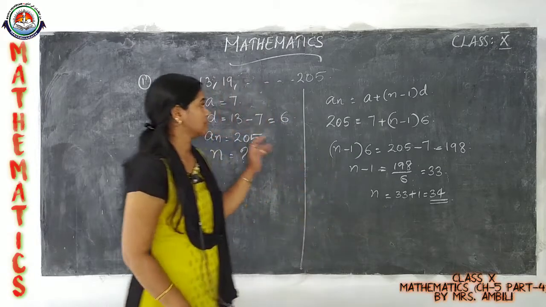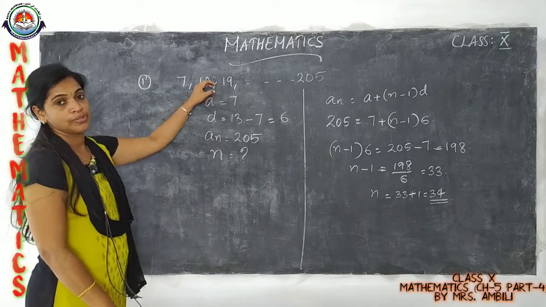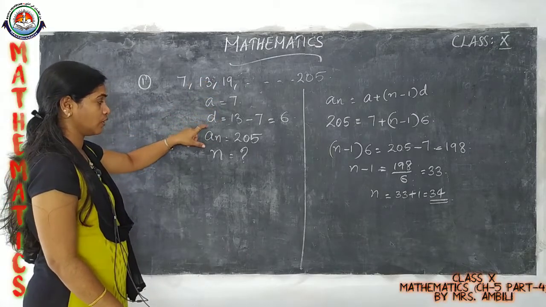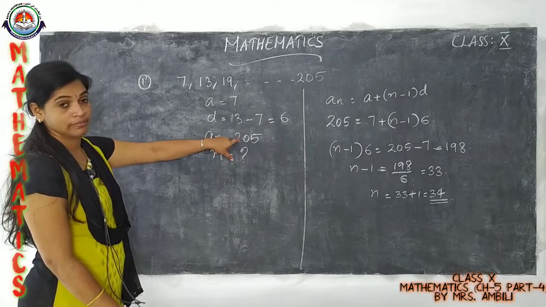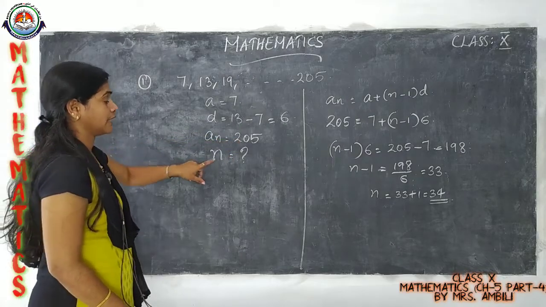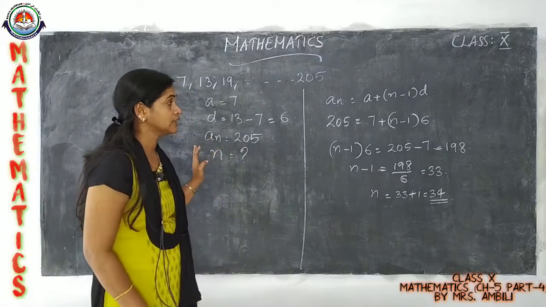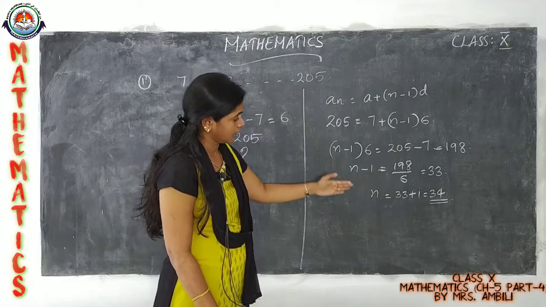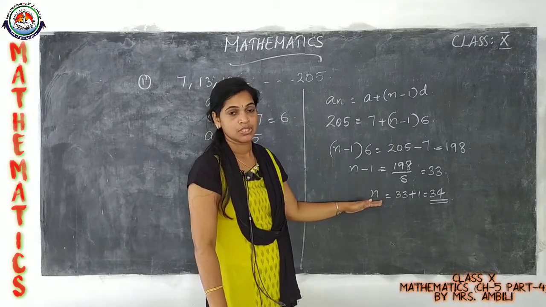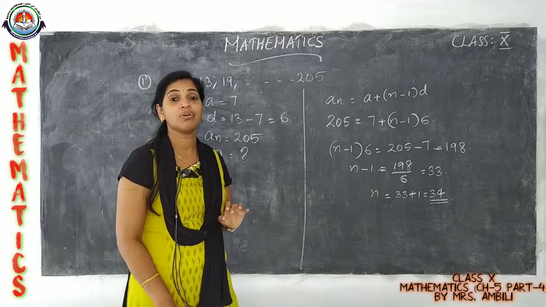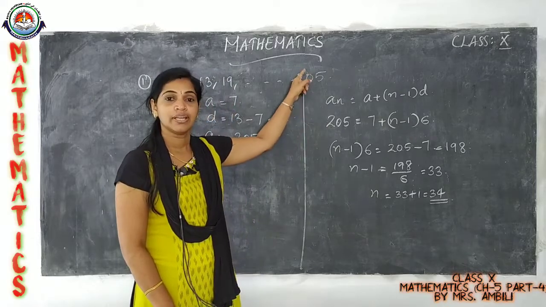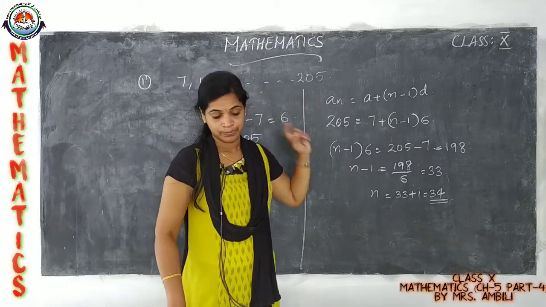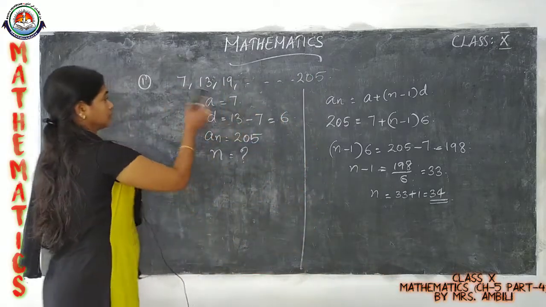Clear? First we need to find out number of terms n. First term is given, common difference also we got, nth term also given, we need to find out number of terms. For that we need to use the formula a_n equal to a plus n minus 1 into d, apply there and find out the value of n. So we got there are 34 terms in the given AP. Clear? Let us go to next question. Okay. So write the next question.